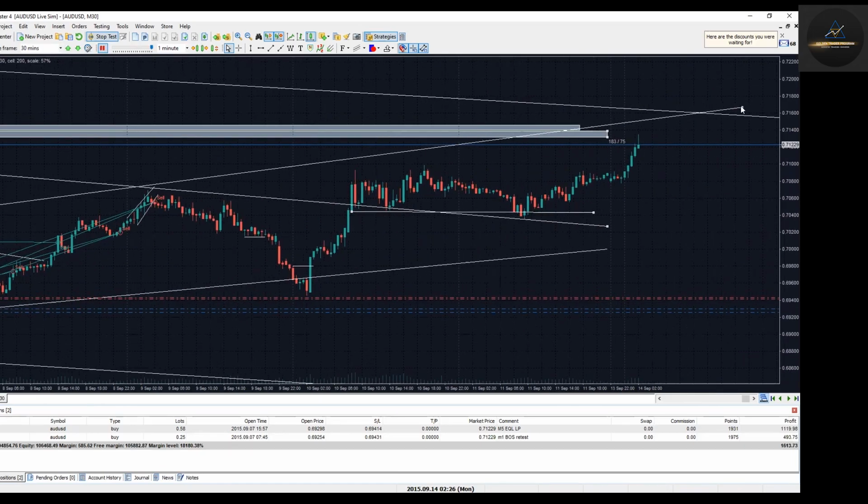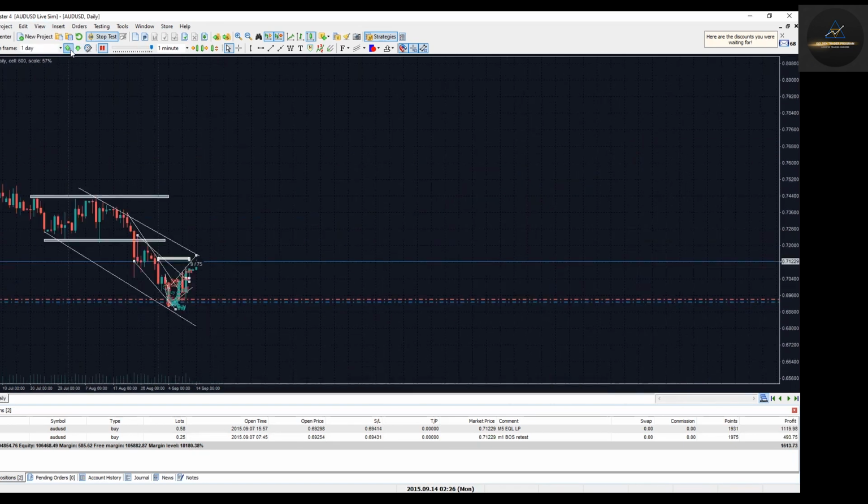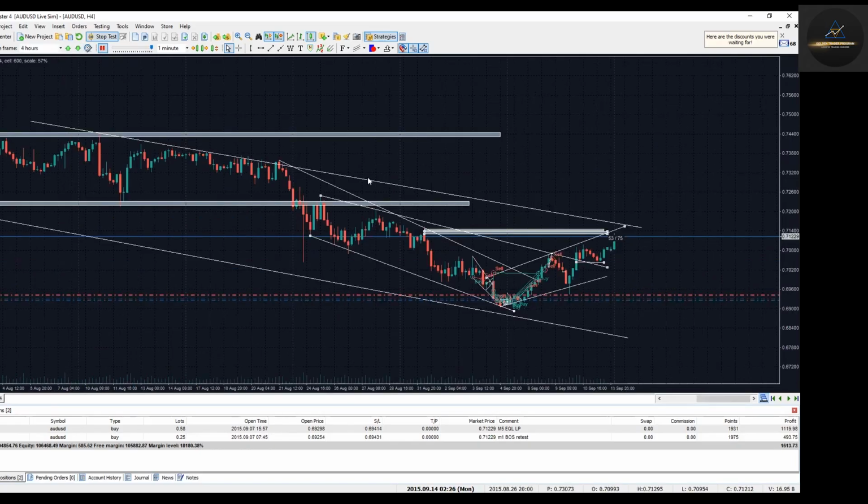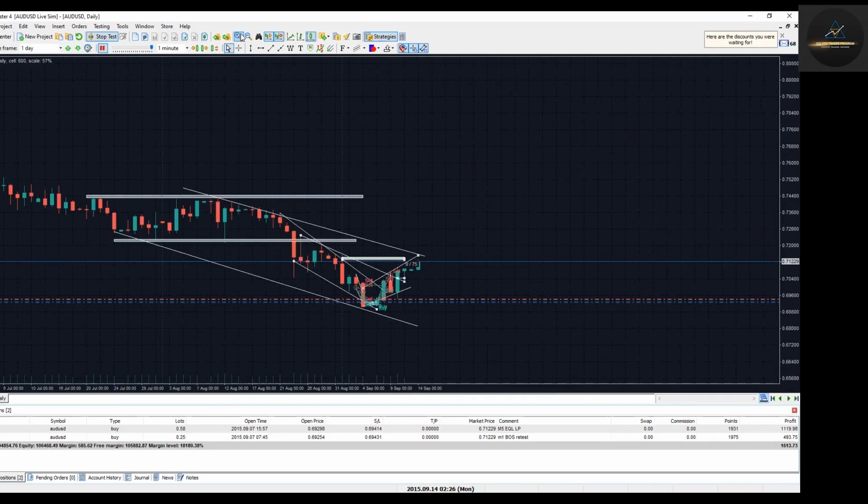Hold on. You see? It's actually right on the edge, and it's right next to this higher time frame descending pattern. But what do we know about descending patterns? We want to actually be long, right? We want to take those longs. Let's go on the daily. Do we have a daily reversal?